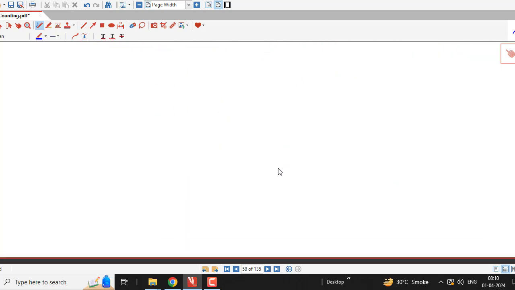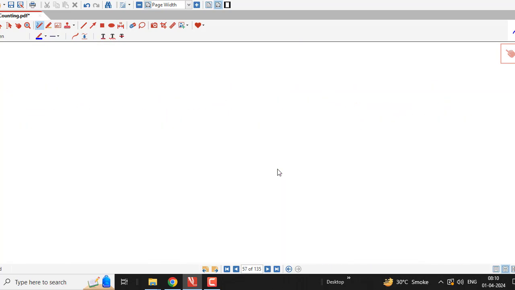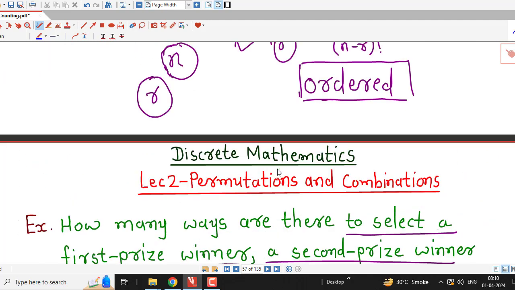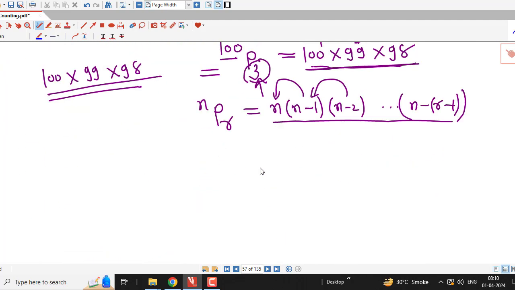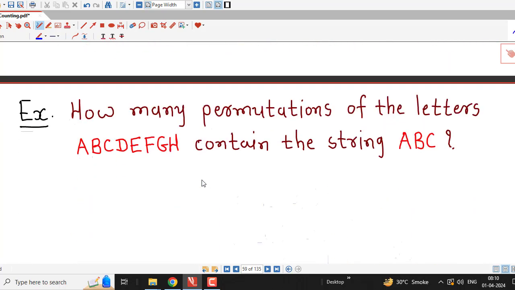So whenever order is important, we will use permutations to count the number of selections or number of arrangements. Now we consider a second problem, which is related to permutation. How many permutations of the letters A, B, C, D, E, F, G, H contain the string ABC?